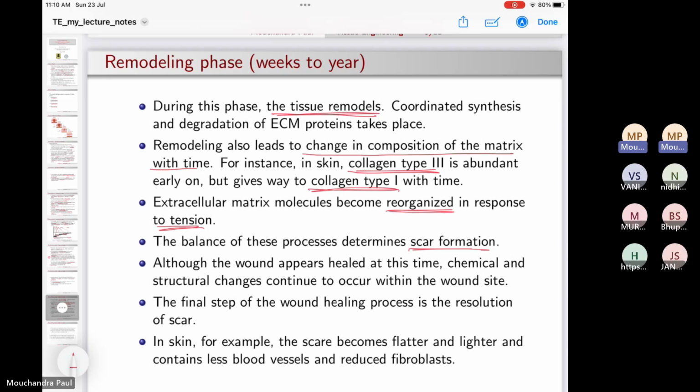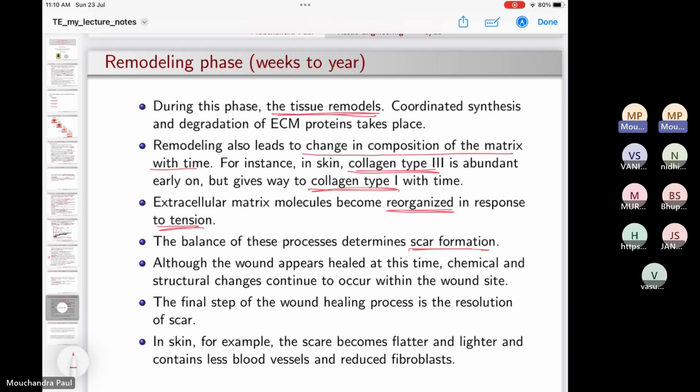Although the wound appears healed at this time, you can see the wound has healed, but the structural and chemical changes keep on happening at the wound site, which is not visible to us. After a few months or a few years, you will see a nice clean scar has formed. That is the resolution of the scar. You can now say the wound has completely healed.